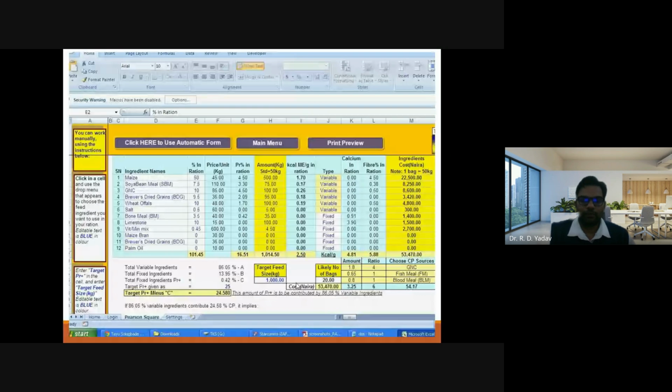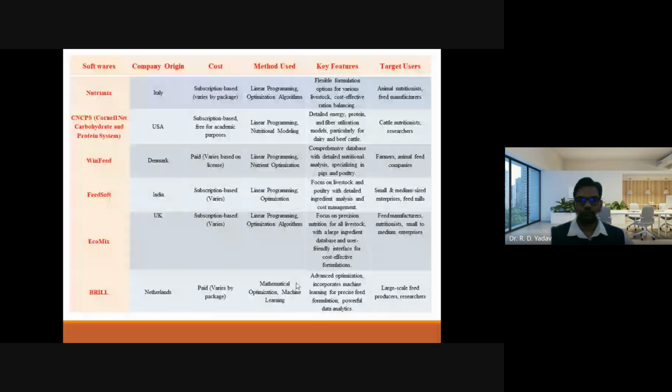We can fix the price here also, and according to that, the software will automatically select those particular ingredients which are low in price and which fulfill the requirement of the input data for the particular animal which we have given to the software as inputs.